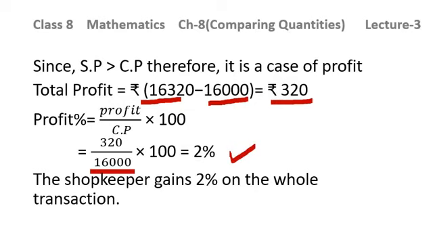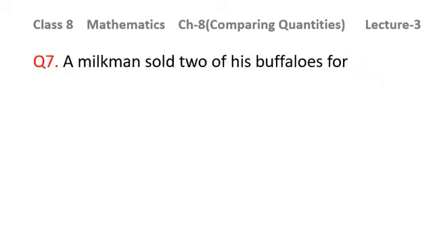So first of all, we have calculated total SP, then total CP was given to us. Then accordingly, we have added the SP of both the cases. First of all, we have calculated them separately and then added them to get the total SP, and then we have calculated profit and then profit percent.